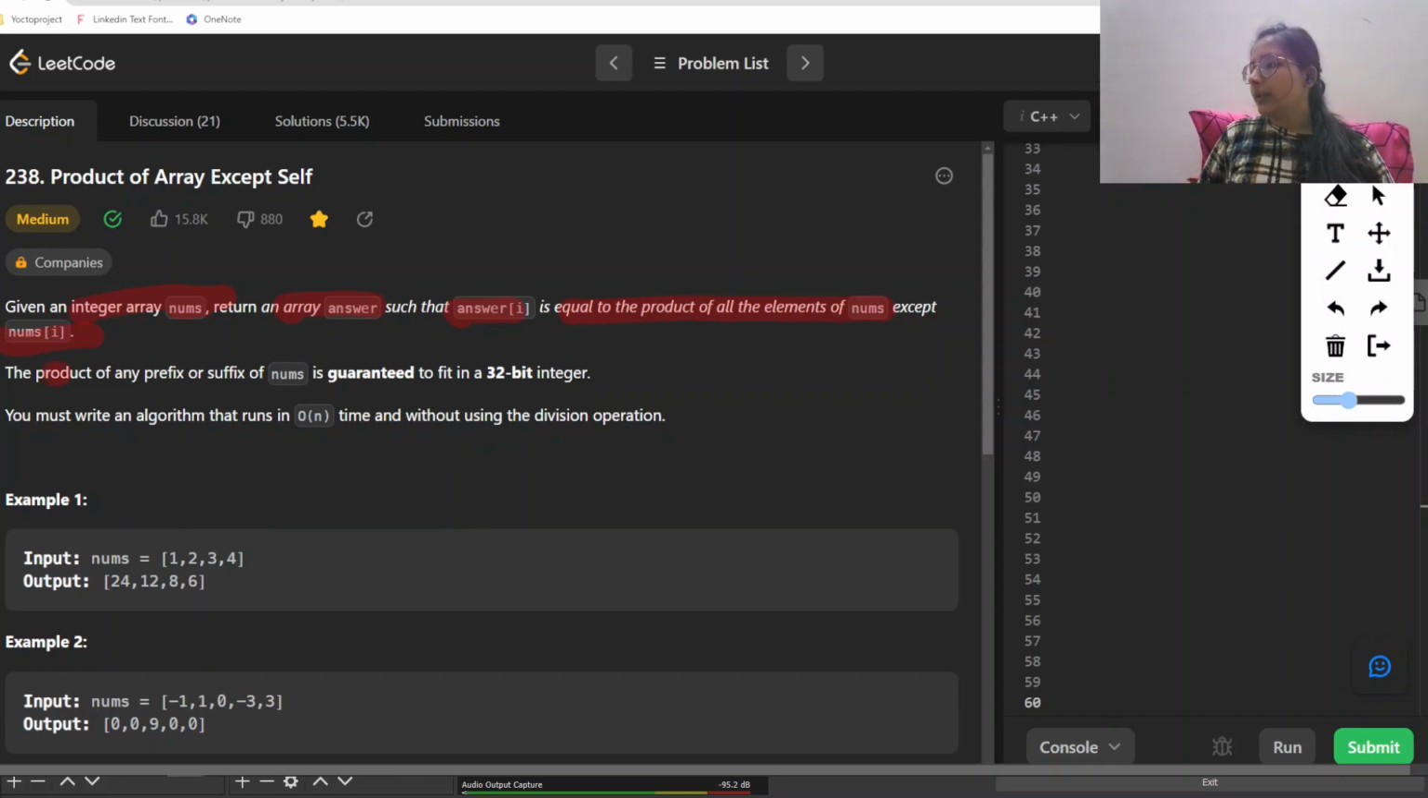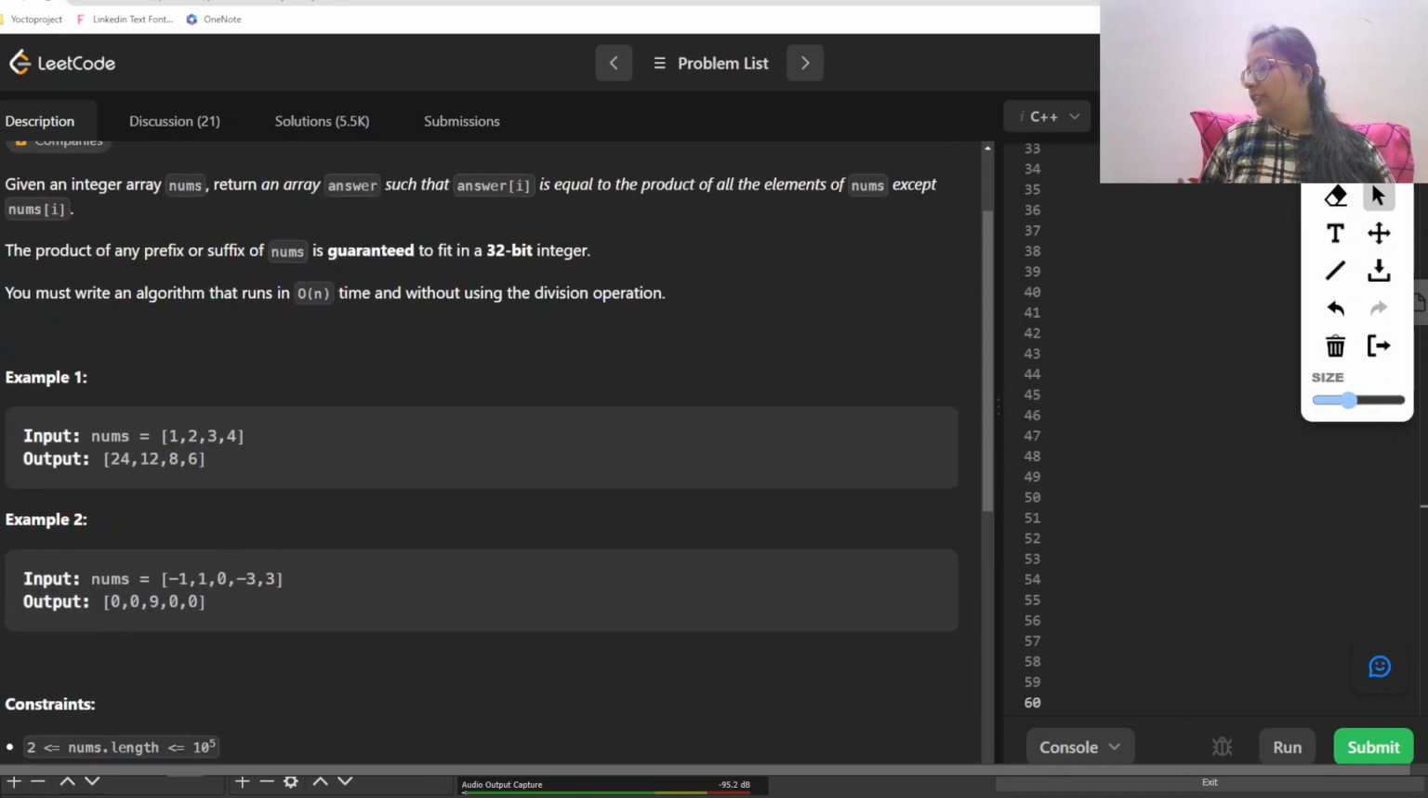Then, the product of any prefix or suffix of nums is guaranteed to fit in a 32-bit integer, and you must write an algorithm that runs in order of n time without using the division operation. So what this last line indicates is that there could be a possible solution where we take the product of all the elements, store it at all the positions, and then just divide by the number itself. That's why they have explicitly mentioned without using the division operation. And we are required to do this in order of n.